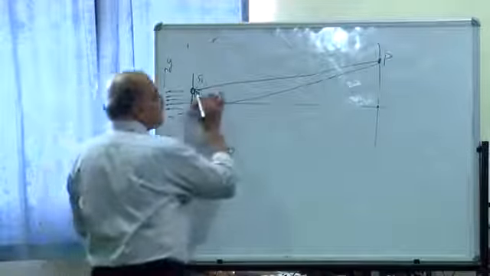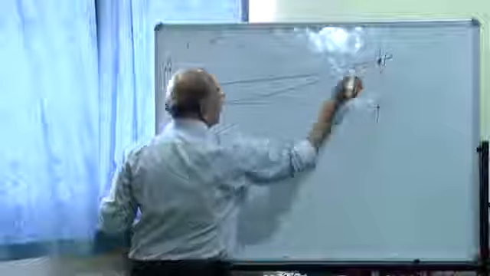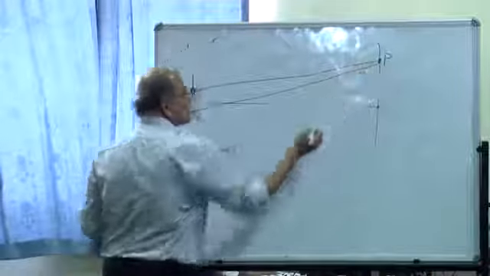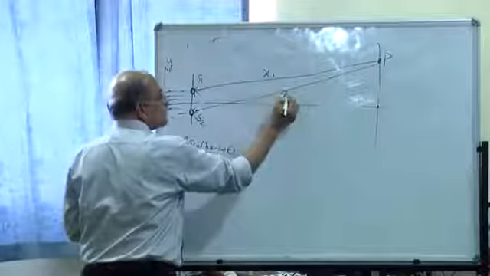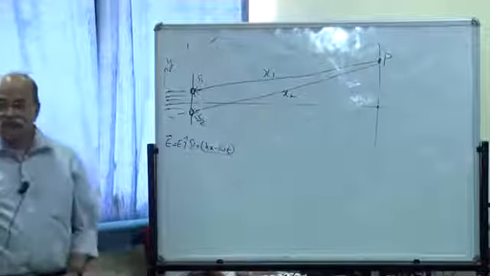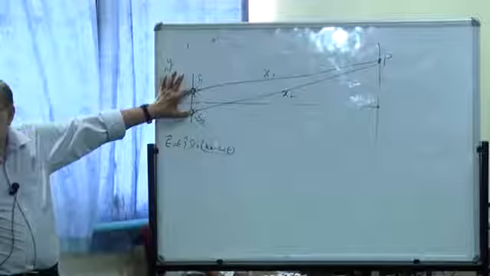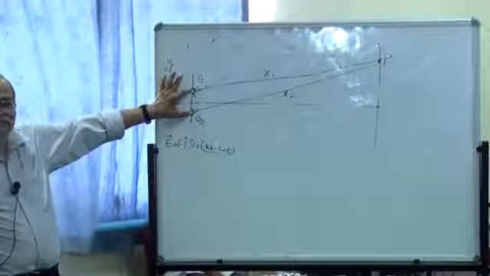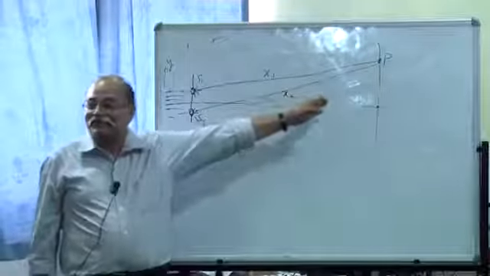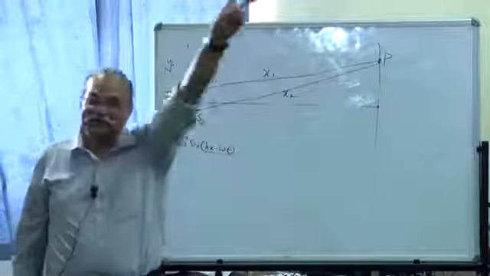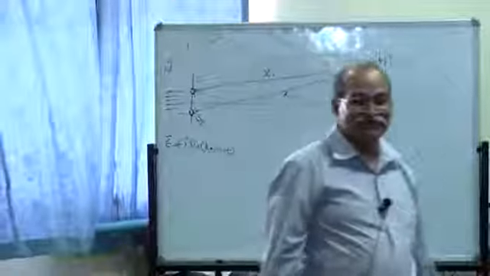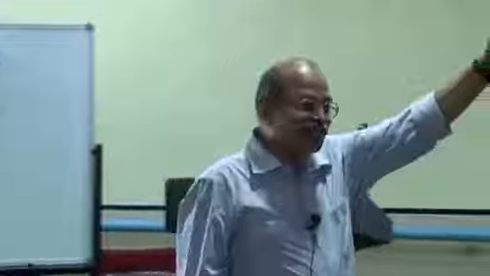Now from here it comes up to this point, from here it comes up to this time. X1 is smaller, X2 is larger. What is here at the same time will reach point P at two different times. One has to travel a length x1, the other has to travel a length x2. They are reaching at two different times.